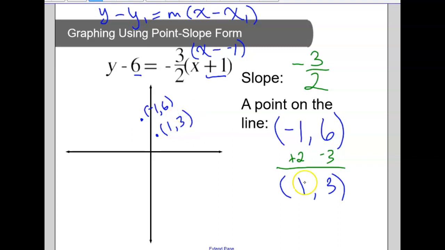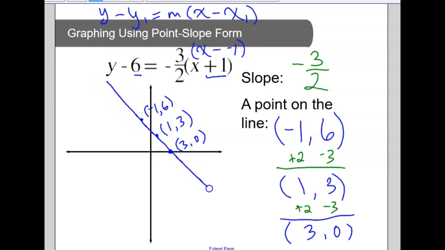I'm going to get another point. My other point is going to go to the right 2 and down 3. So another point would be 3, 0. So I'm going to plot that here, 3, 0. And I can just connect these points like this. So without the coordinate plane, you can always sketch it. Just label at least 3 of your points on your graph, please.